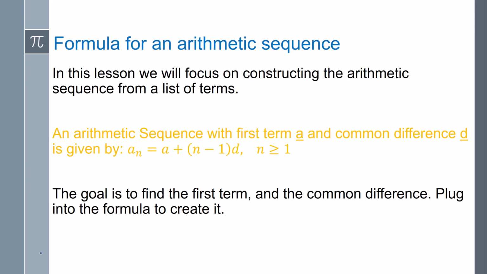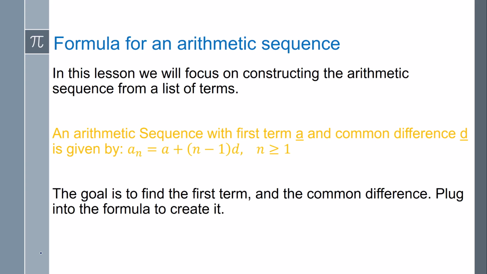In the previous lesson, we looked at how to differentiate between an arithmetic or a geometric sequence. If you remember, arithmetic was adding every time. Geometric was multiplying every single time. Now, for us to construct it, there is a basic pattern, and it goes by this formula.